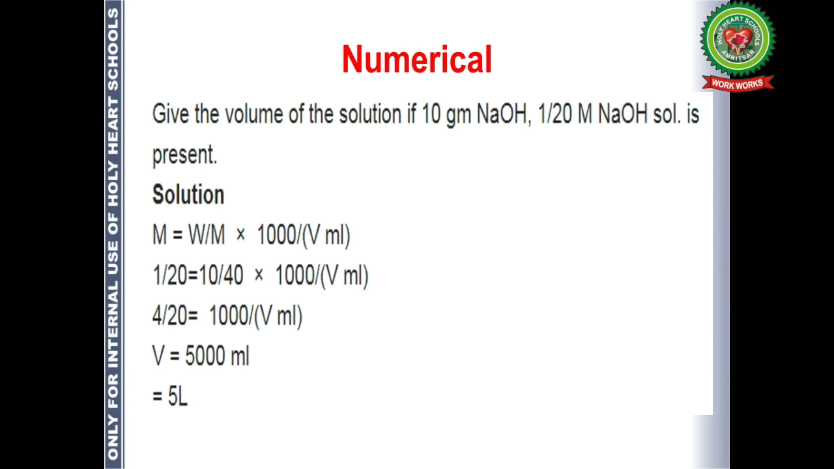By putting the values in the formula, M is equal to W by M into 1000 upon V. Capital M, the molarity, is given to us, that is 1 by 20. The weight is given as 10 gram and we have calculated the molecular mass of NaOH, that is 40, into 1000 upon V. So V is equal to 5000 ml, and I have already told you that the volume should be in liters. So the volume is equal to 5 liter.